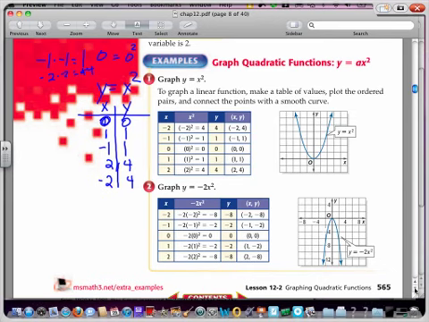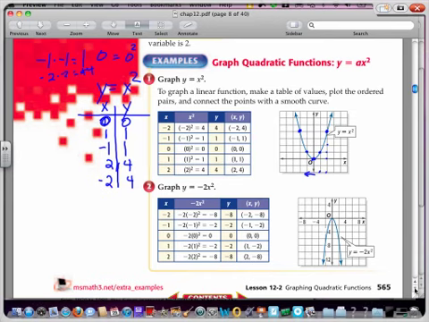So now I can come back and I can graph each of these points. So I can graph 0, 0. I can graph 1, 1. Negative 1, so I'm going to the left, and the left is negative. Negative 1, 1. 2, 4: 1, 2, 3, 4. And negative 2, 4. And if I continued, I'm going to get this graph, and it's going to look like that.